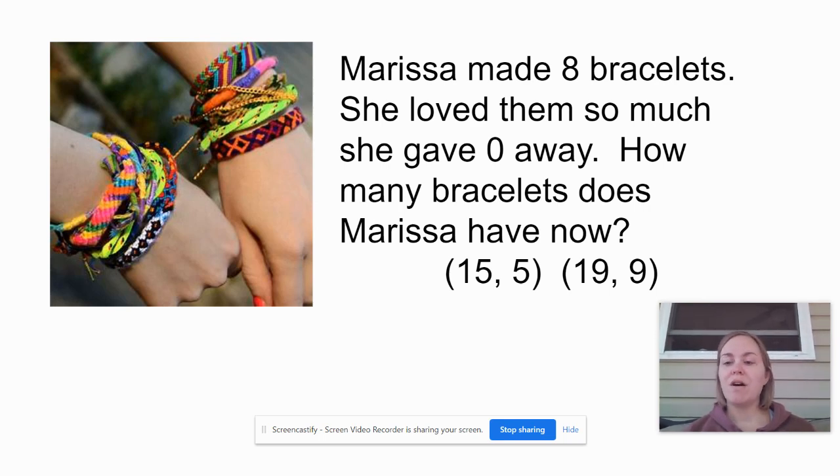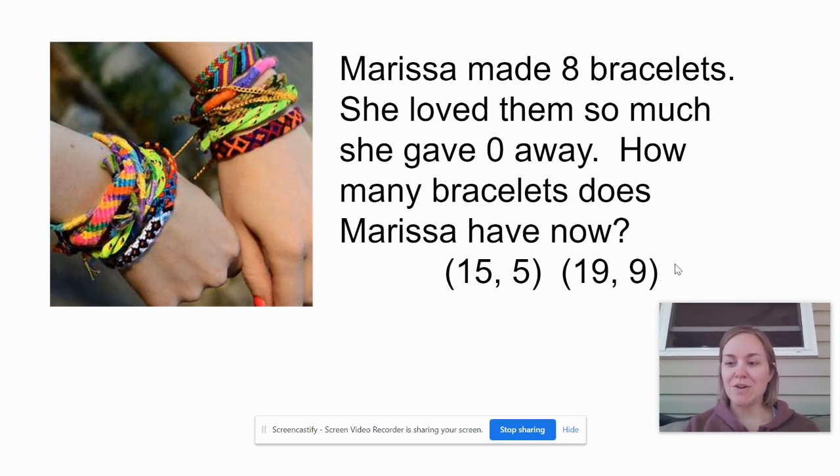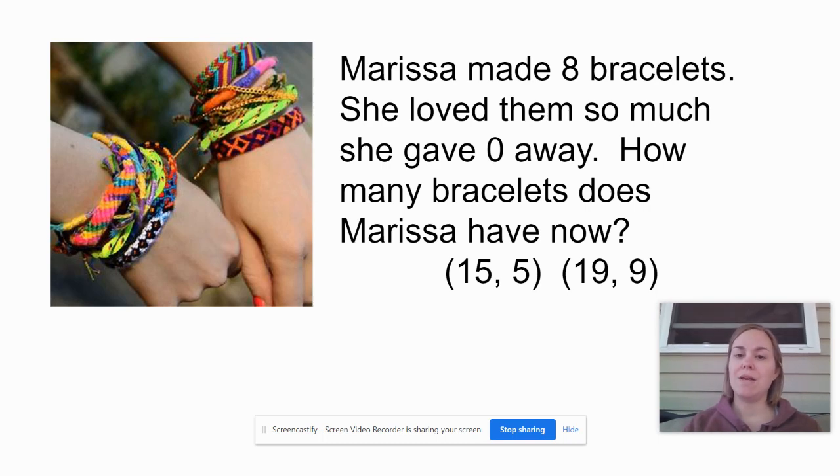So I thought this might trick a few of you, and I think that I was right, that when we say we're not giving any away, that means that she's giving 0 away. So I noticed many of you did figure that out, but that was a little bit tricky to begin with. When we're not giving any away, that means it's 0. And I wanted you guys to remember that when you're giving something away, that means it is a takeaway problem. So you should use your subtraction symbol.